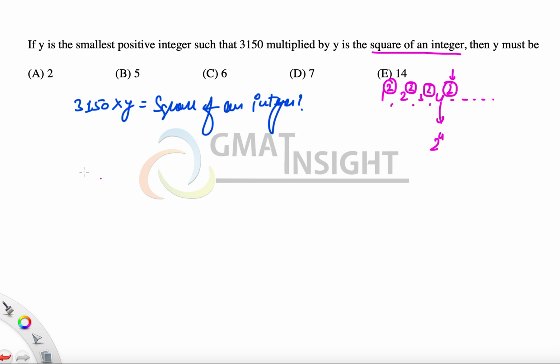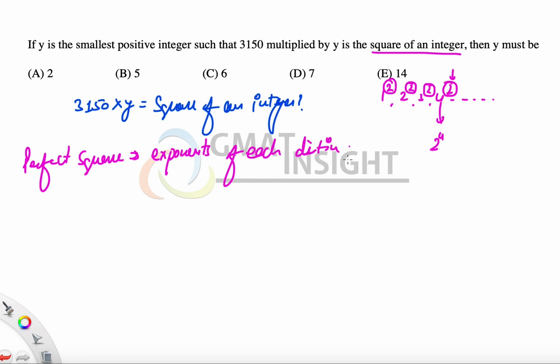So let's take it down as a concept: how to identify whether a number is a perfect square? Exponents of each distinct prime factor must be even. That means divisible by 2 for the number to be a perfect square.